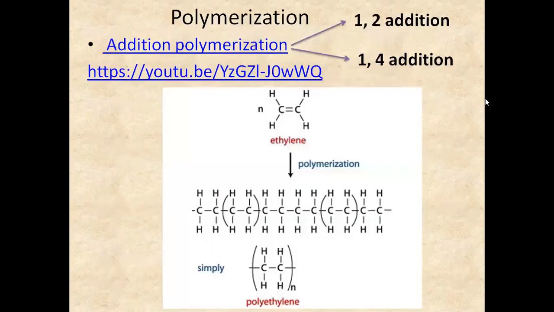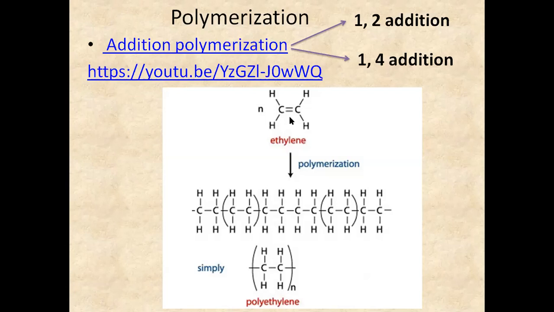Polymers are formed from monomers, and that process is known as polymerization. There are two types of polymerization: addition polymerization and condensation polymerization. What do you mean by addition polymerization? If monomers are added together to form a bigger molecule or macromolecule, that type of process is known as addition polymerization. Addition polymerization is otherwise known as chain polymerization.